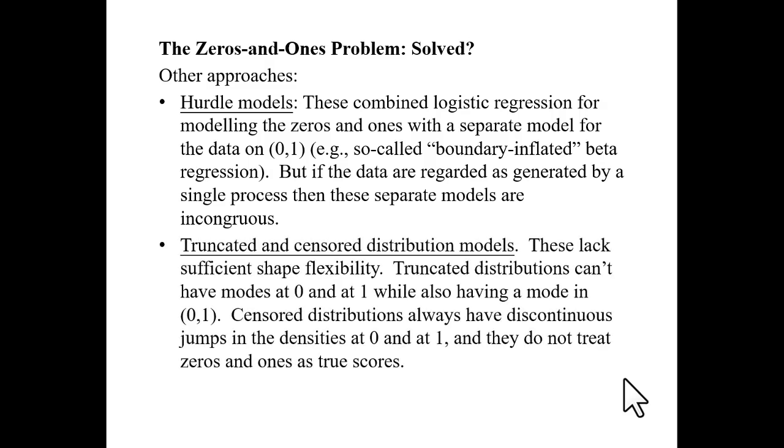Truncated and censored distributions lack sufficient shape flexibility quite often. Truncated distributions, for example, can't have modes at 0 and 1, while also having a mode in the interior of the unit interval. And censored distributions always have a discontinuous jump in the densities at 0 and at 1. And they also don't treat zeros and ones as true scores.